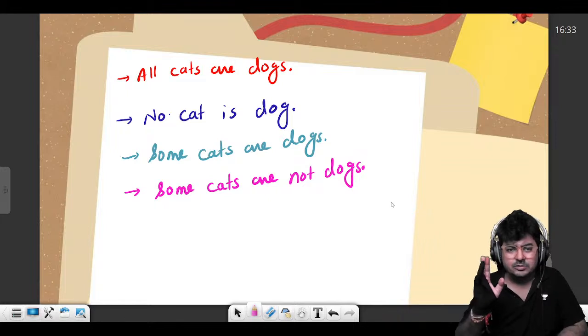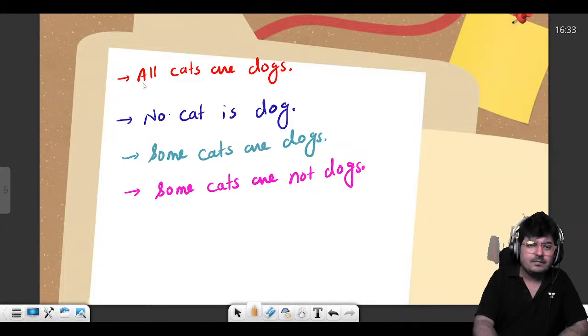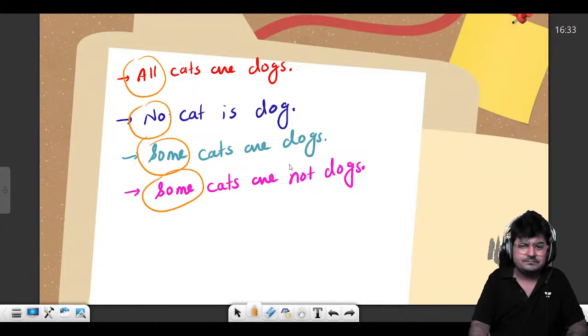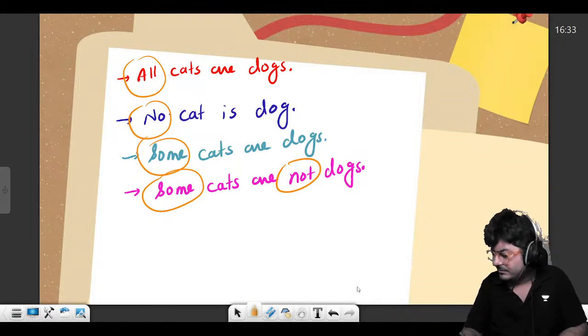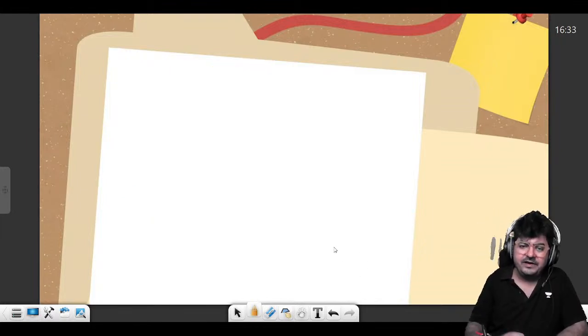Is it clear to everyone, the meaning of these four words? All, no, some, and some not. Yes, okay, wonderful. Now let's talk about the Venn diagrams.